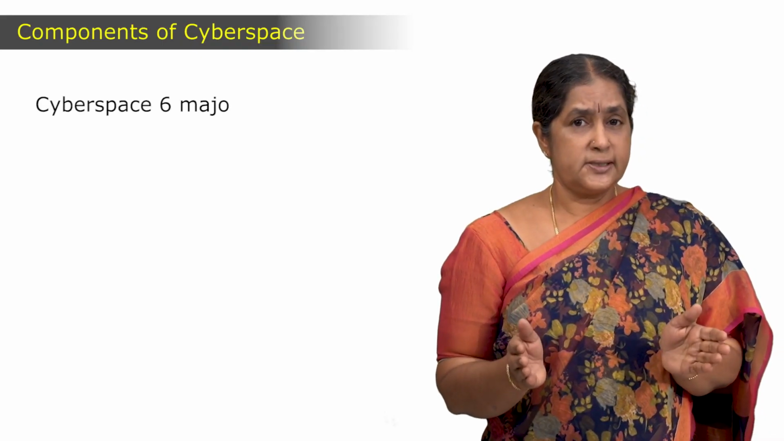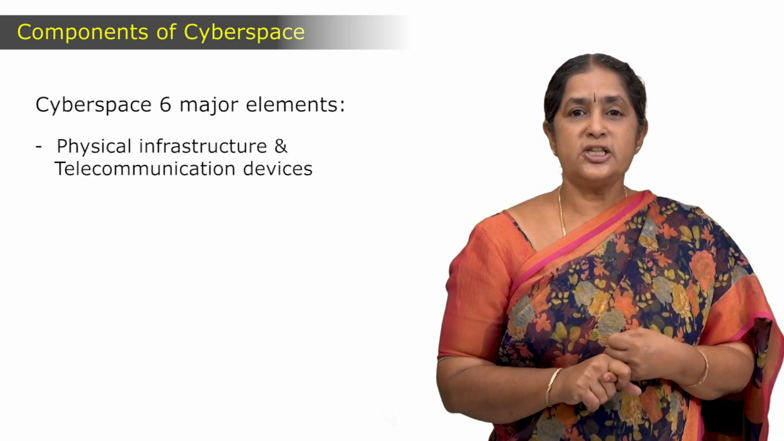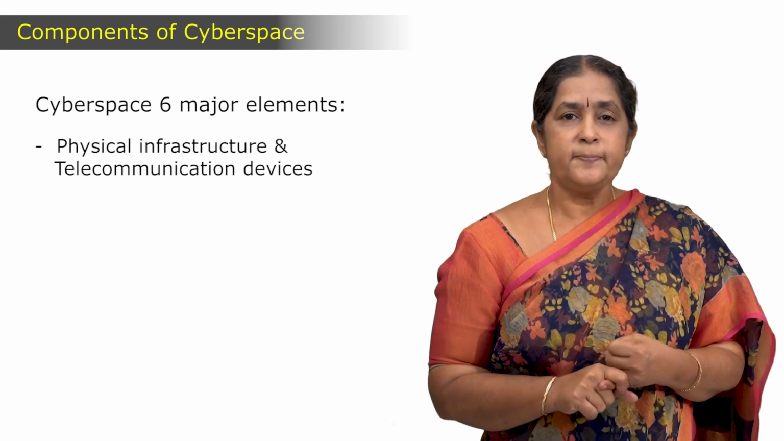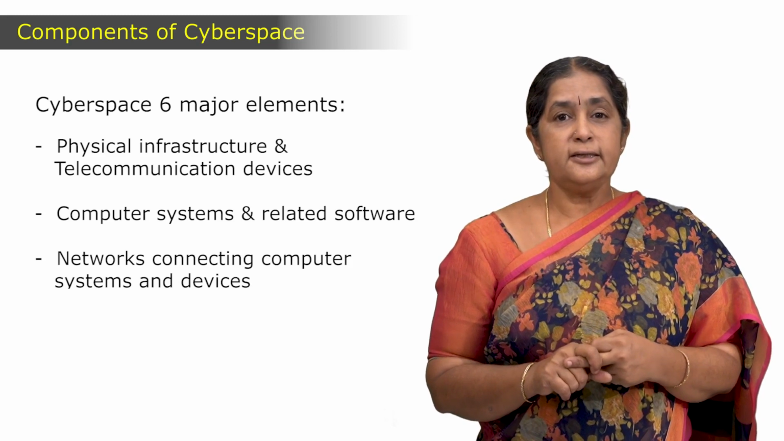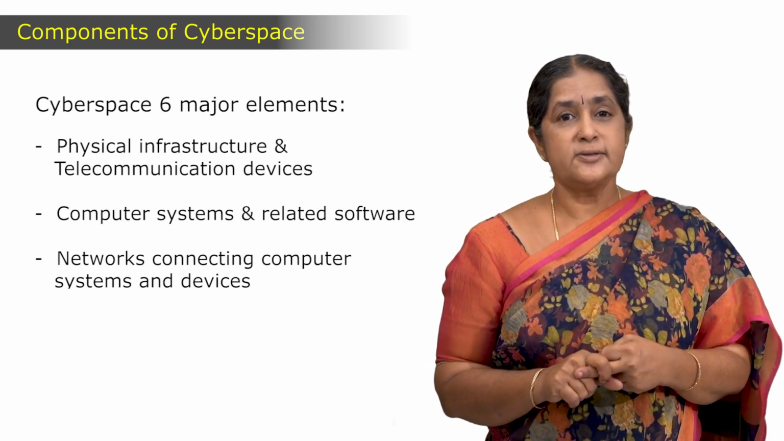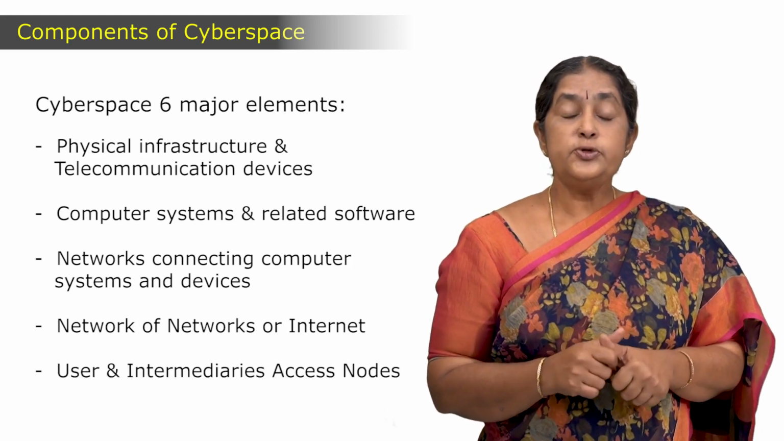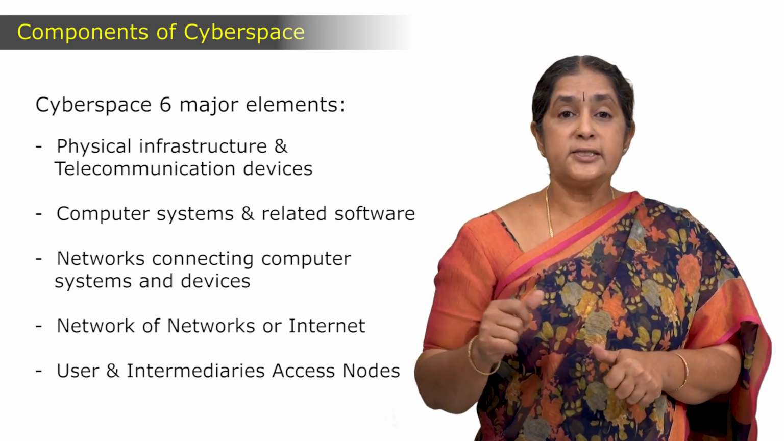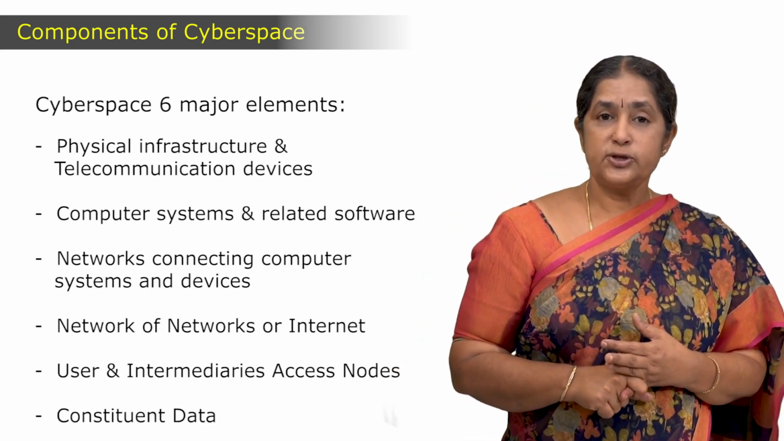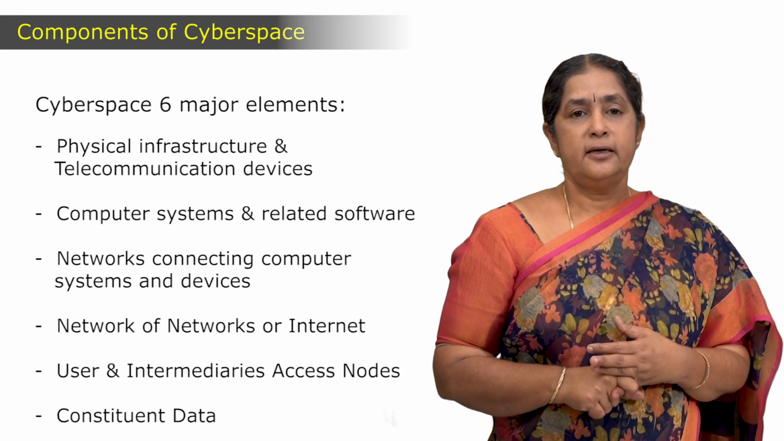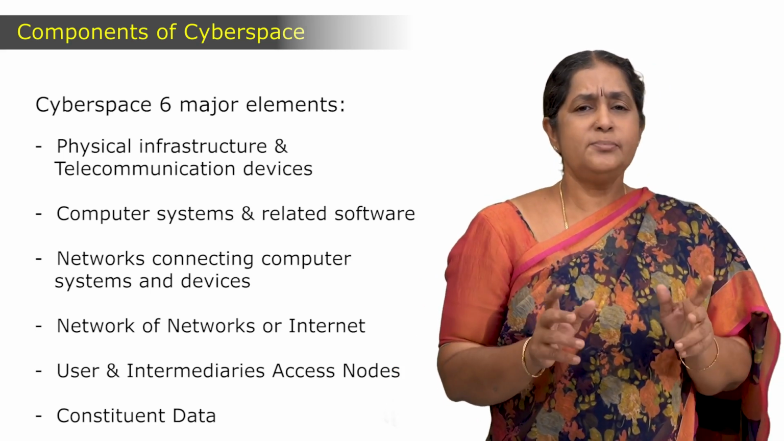Cyberspace comprises 6 major elements. They are the physical infrastructure and the telecommunication devices, computer systems and related software, networks connecting computer systems and devices, network of networks, in other words, the internet, users and intermediaries, access nodes, and finally the data, in other words, the constituent data. I can explain the requirements of all these components through a simple example.